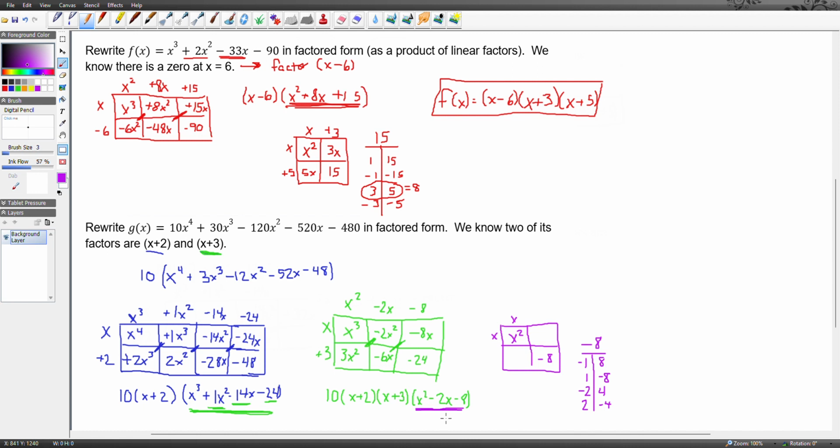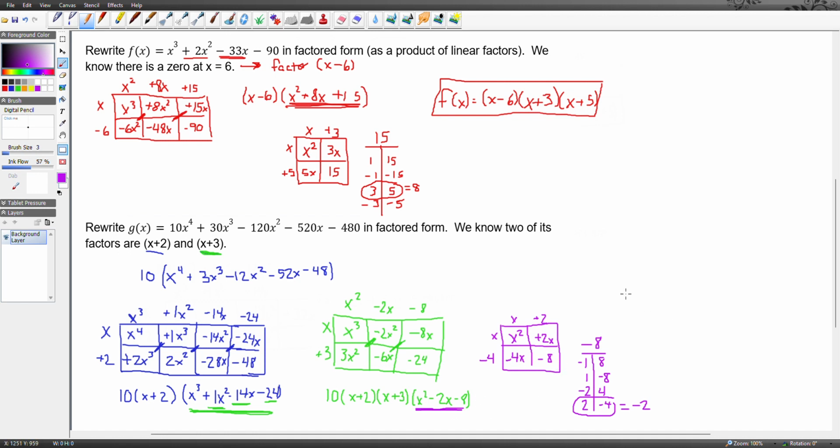So then I look for the ones that add to be this middle number, negative 2. And that would be this last pair. 2 plus negative 4 add together to equal negative 2. So I put x plus 2 on one side and x minus 4 on the other side. And if I fill those boxes in there, I can see I've got x squared. These two together make negative 2x and negative 8.